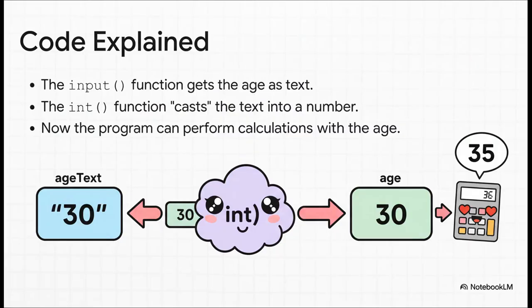And here's the solution. It's a 2-step process. First, we get the input, say 30, and we store it as text in a variable called age text. Then, we use this special command, int(), to convert, or what we call cast, that piece of text into an actual integer, a whole number. And now, finally, the computer can do math with it. This little conversion step is absolutely crucial.